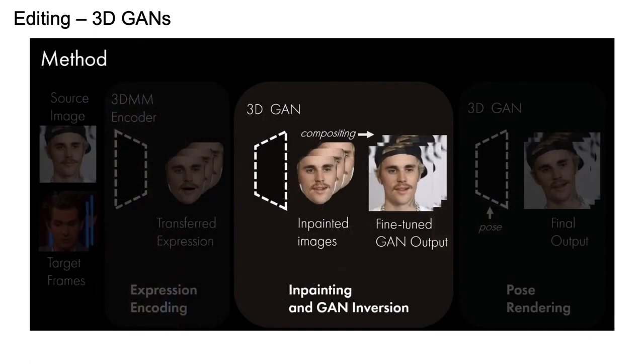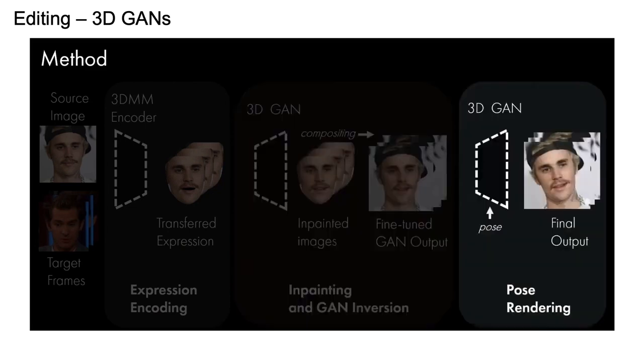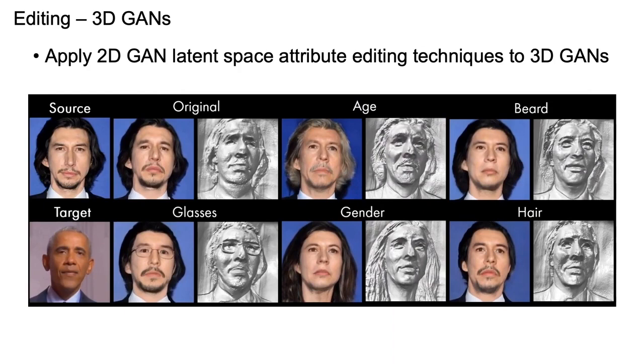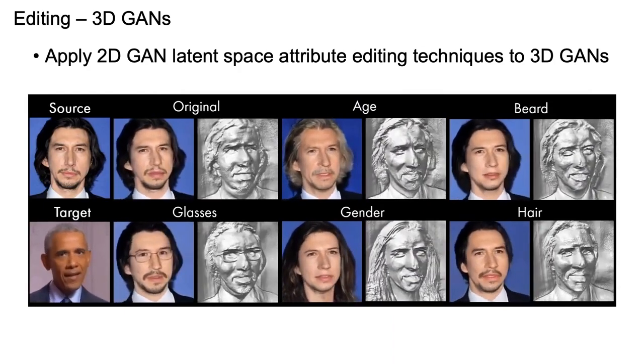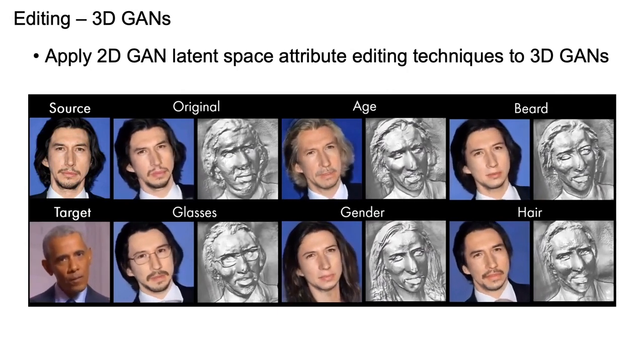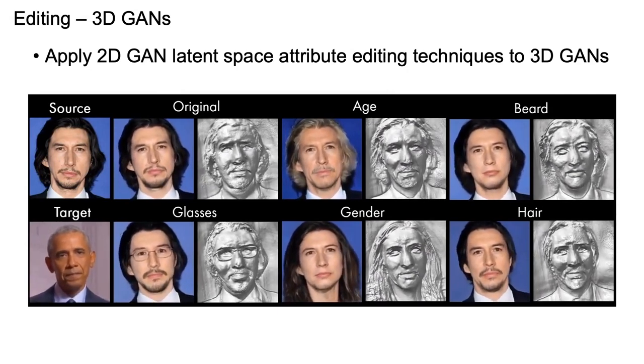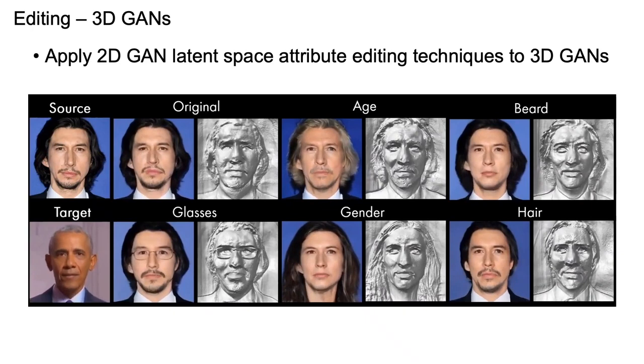Then, GAN inversion inpaints missing regions, such as the mouth. These images are then composited onto the original image and embedded into the GAN latent space. Finally, the pose predicted by the 3D morphable model encoder allows us to re-render the output at the correct pose. Although the latent space of a 3D GAN is more complex in that it must also encode geometry, latent space attribute editing techniques for 2D GANs, such as StyleFlow, can be naturally applied to 3D GANs as well.